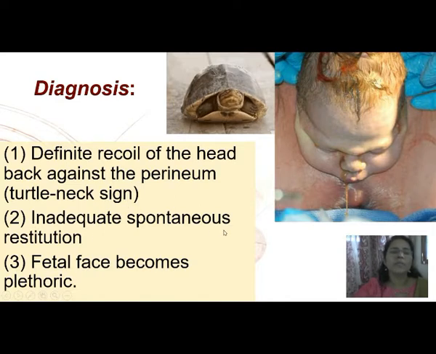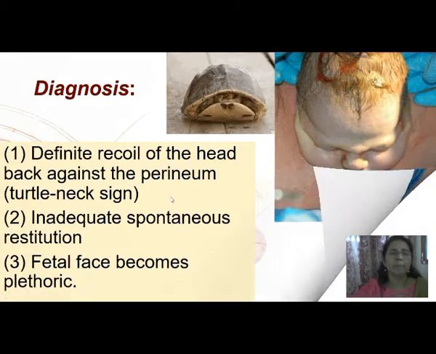Next is inadequate spontaneous restitution. Actually, after the internal rotation, it should go for restitution, but it will not go to spontaneous restitution. And the fetal face becomes plethoric; plethora means an edematous, plethoric face can be seen. These are the main signs of shoulder dystocia.